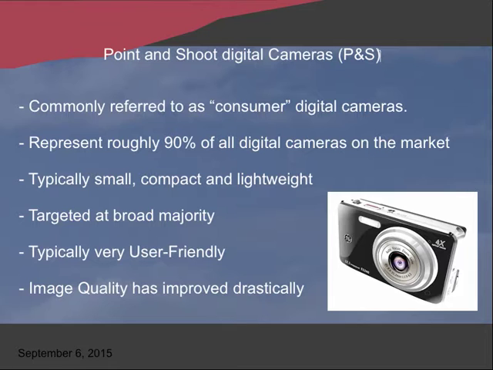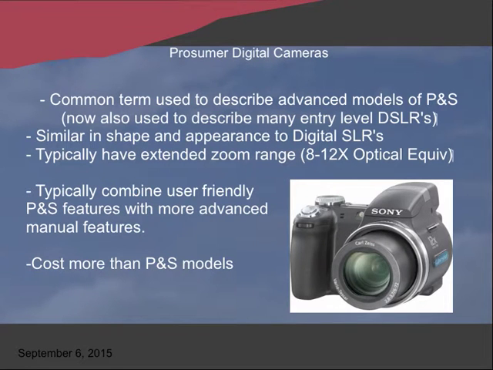So these are the little models that you pick up, and you can buy them at any store, from anything from a CVS to a Walgreens to Target, and they are getting less and less expensive every year. Prosumer digital cameras are a common term to use to describe an advanced model of a point and shoot. They're now also used to describe entry-level, low-level DSLRs. They're similar in shape and appearance to digital SLRs.